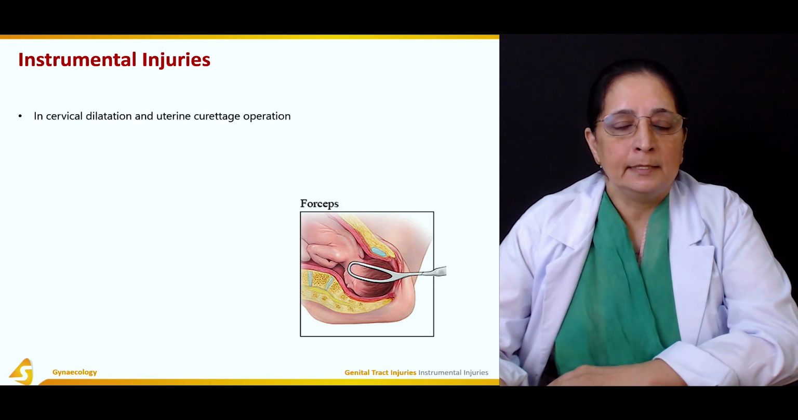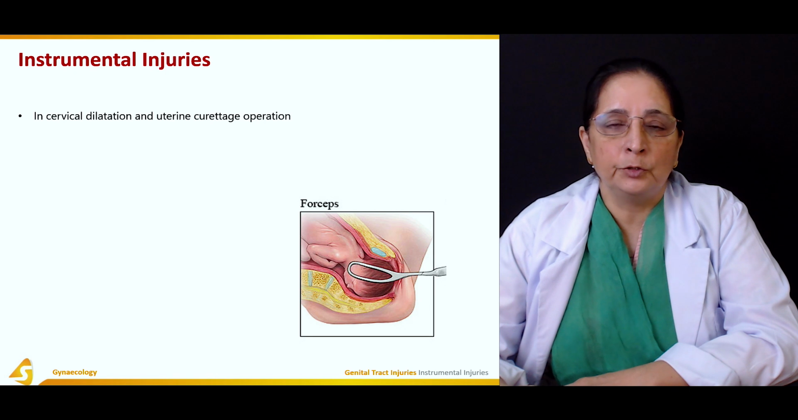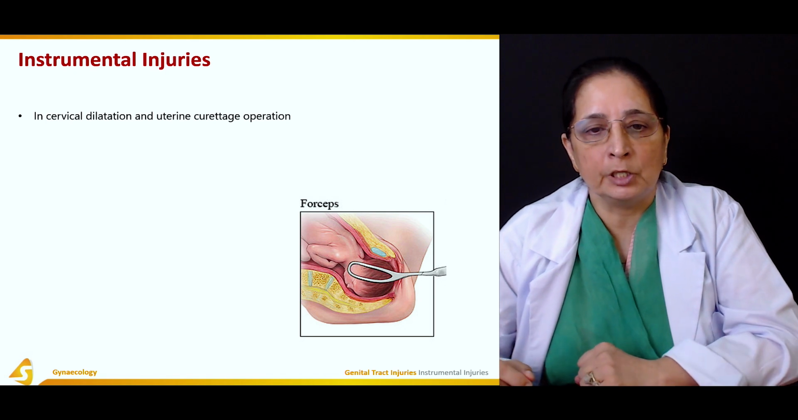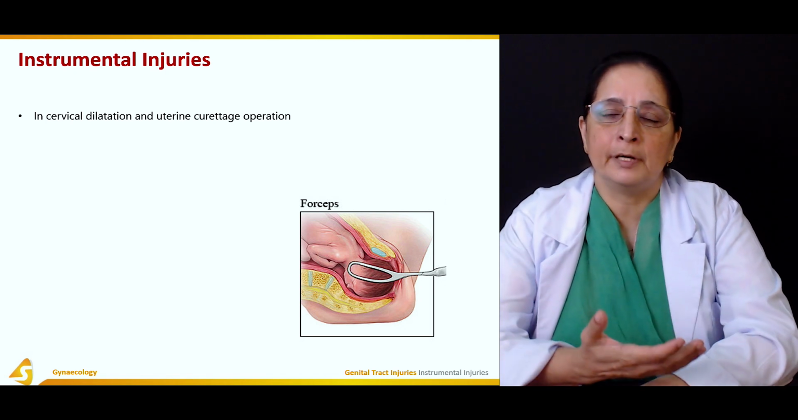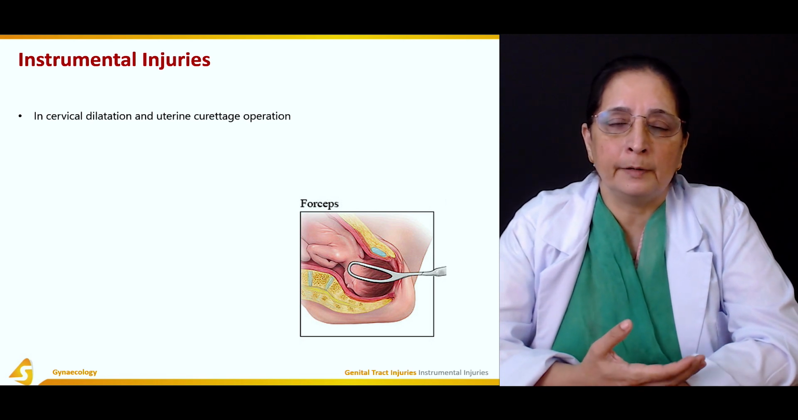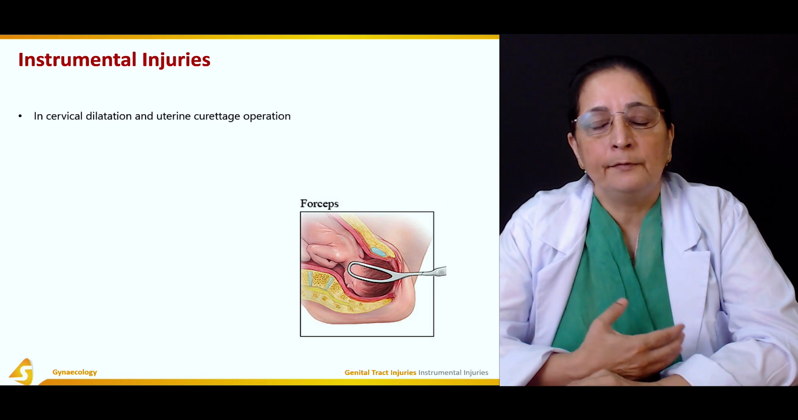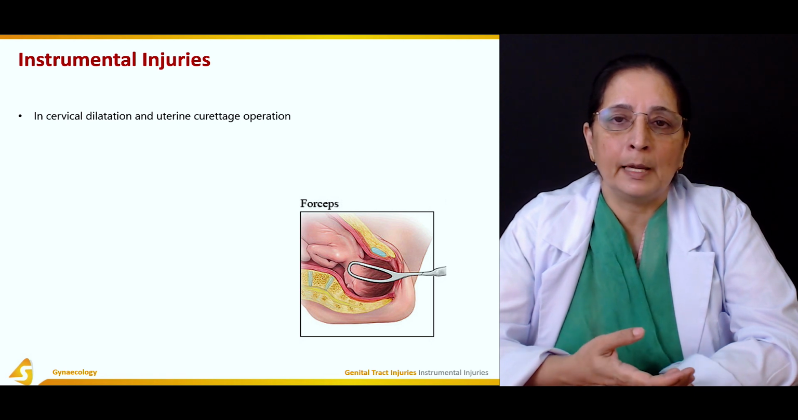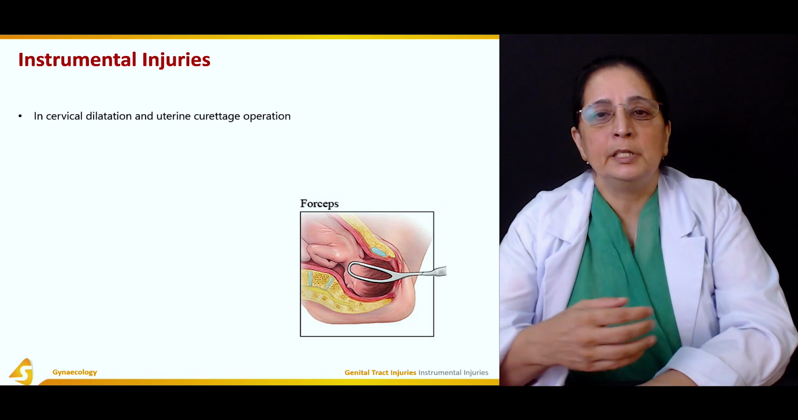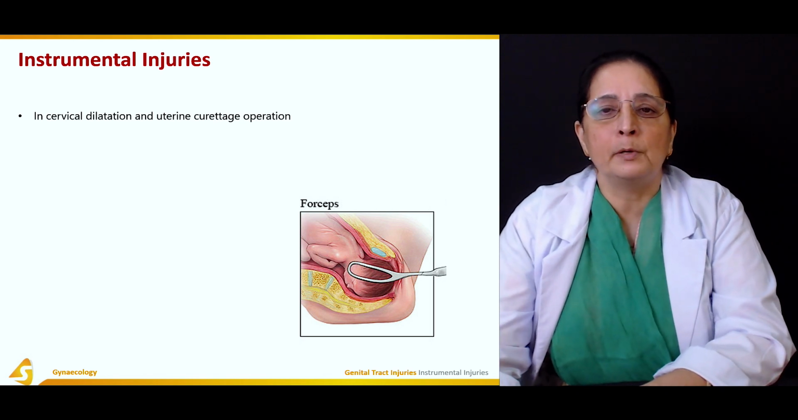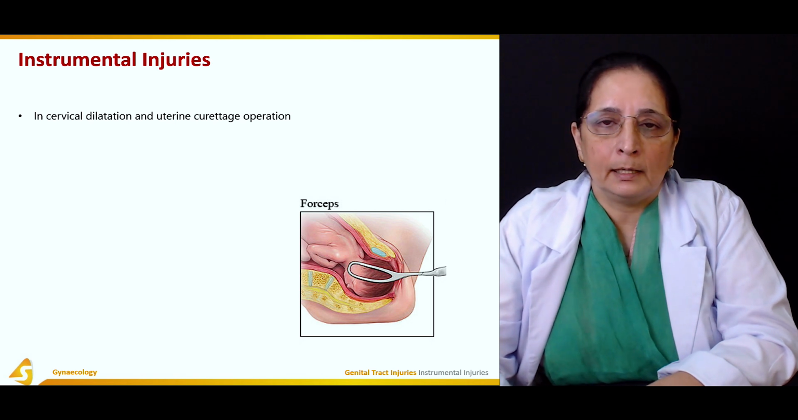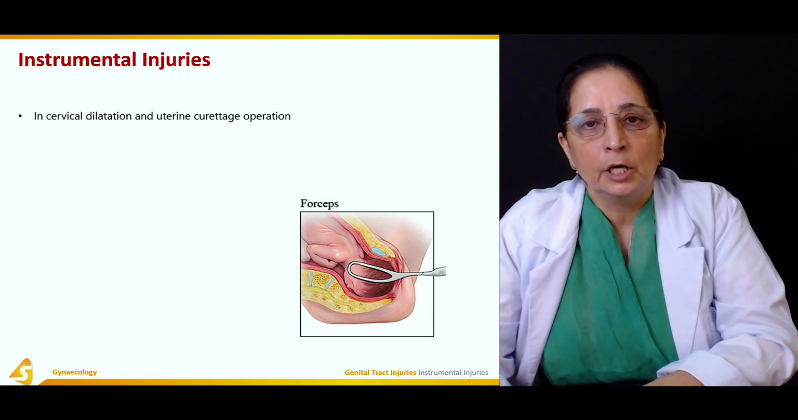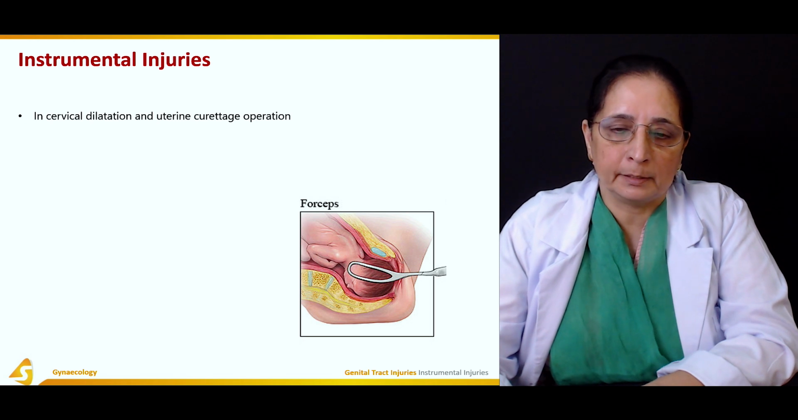Instrumental injuries. In cervical dilation and curettage, injuries can occur when D&C is performed, which is the dilation and curettage operation. D&C can be performed if there is endometrial hyperplasia, dysfunctional uterine bleeding, or some abnormality, and a biopsy can be performed. Usually D&C is a very common procedure performed in gynecology, so it can lead to instrumental injury to the uterus or to other genital tract areas.